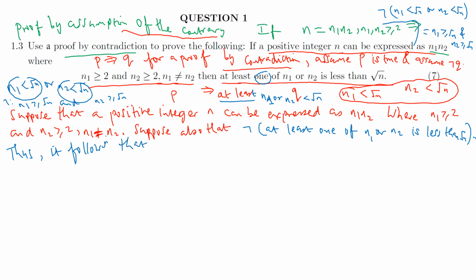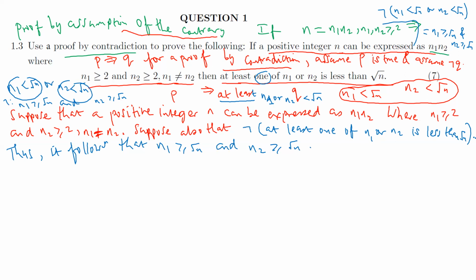Right, what follows from there? It follows that n1 is actually greater or equal to the square root of n, and n2 is greater or equal to the square root of n. What is then the meaning of this?